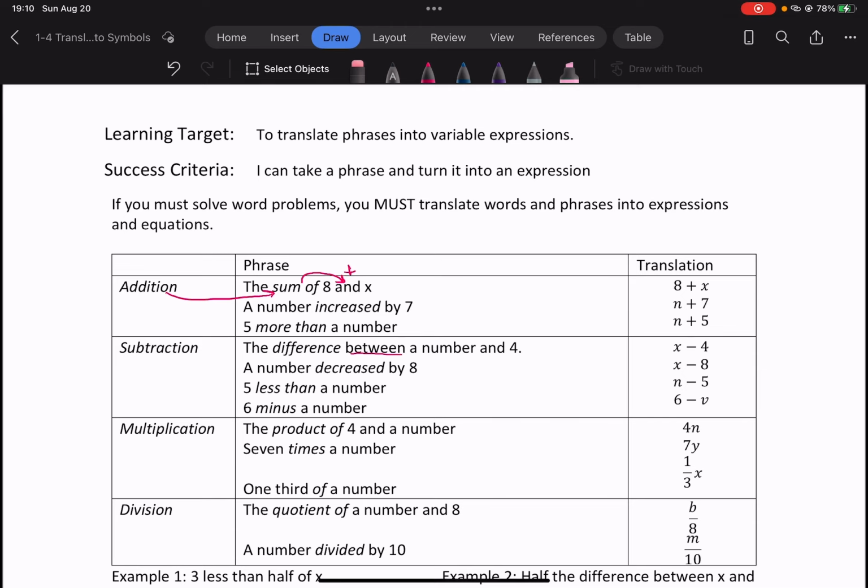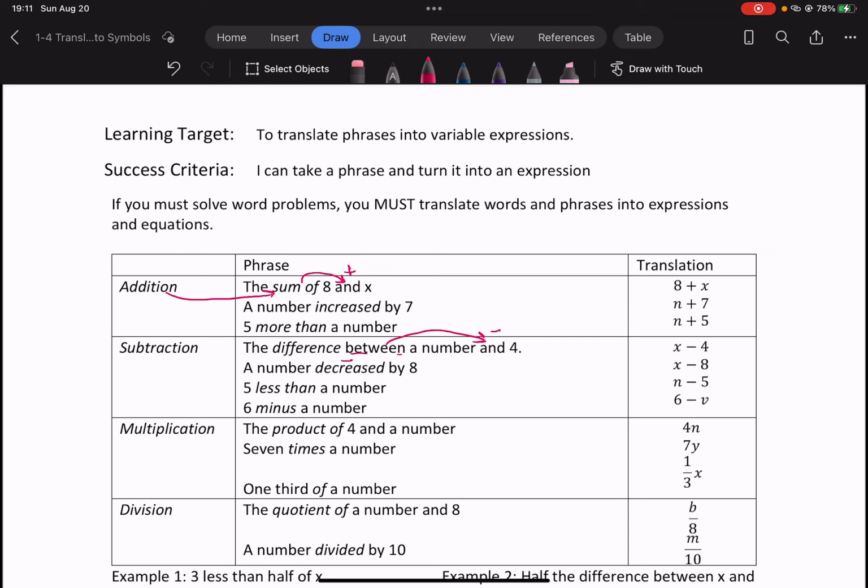Here are some other ones. The difference between a number and 4: there's the preposition "between," and that's where your minus sign will always go. So 4x minus 4. Excuse me, that's not a plus sign, that should be a minus. What is wrong with me tonight? A number decreased by 8. We're going to decrease, that's our function, so we lower the number: x minus 8.